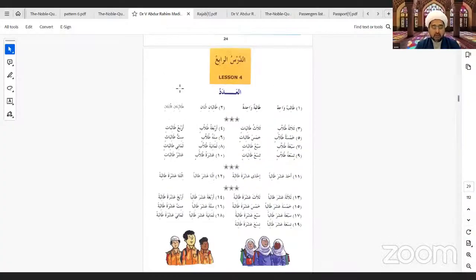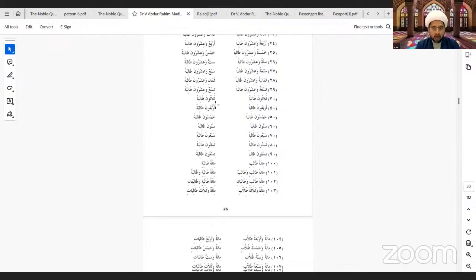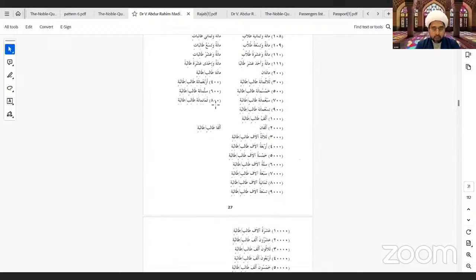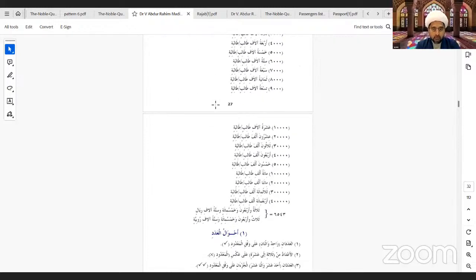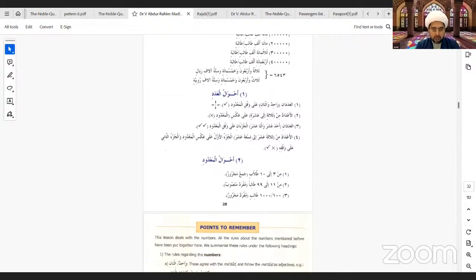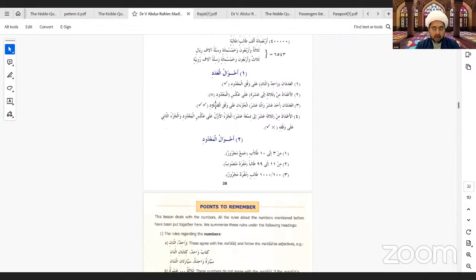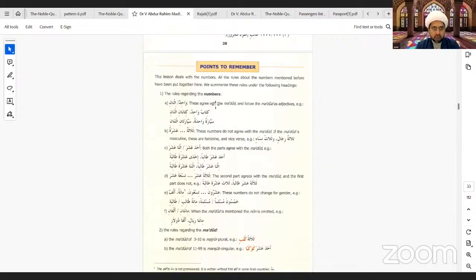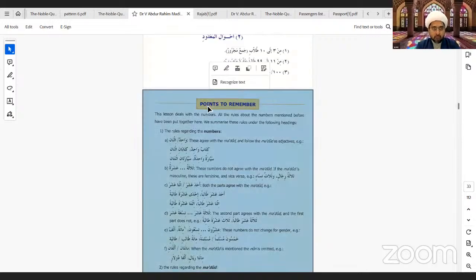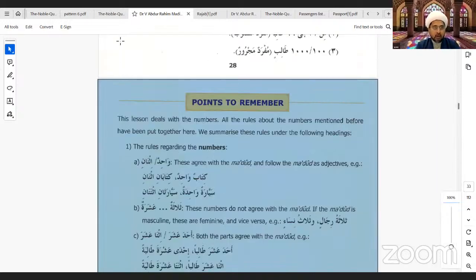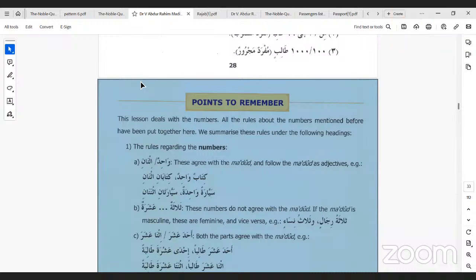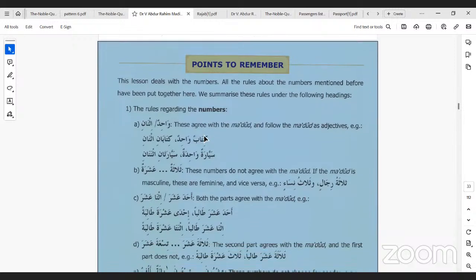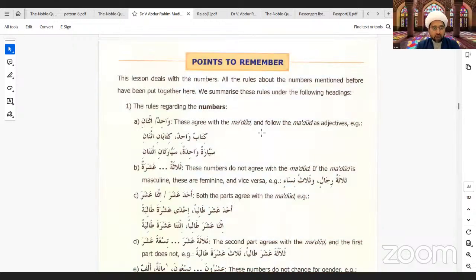So continuing the lesson on numbers itself, we finished the lesson itself, but I want to just go over the points to remember, just to refresh everyone's memory. And I will ask Sister Sakina. Assalamu alaikum warahmatullahi, Sister Sakina. Alaikum salam. How are you? Good, alhamdulillah. Bismillah. Let's start the points to remember.